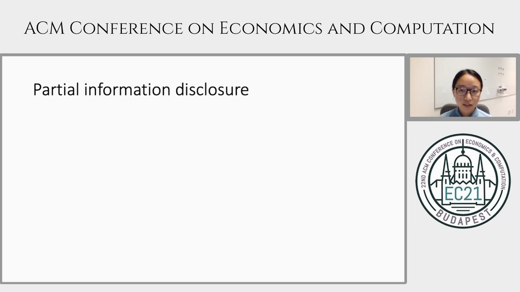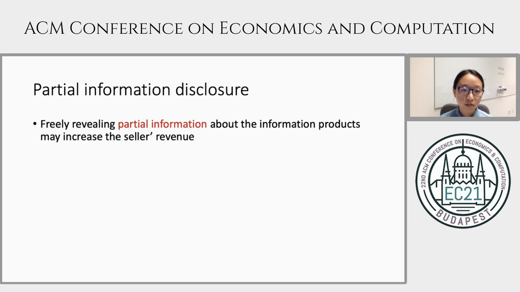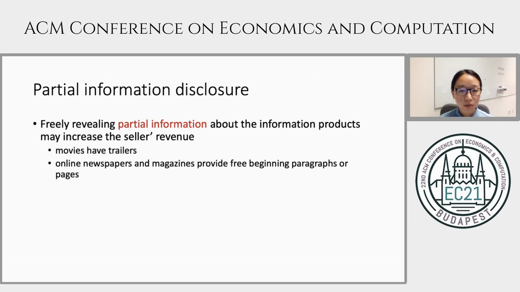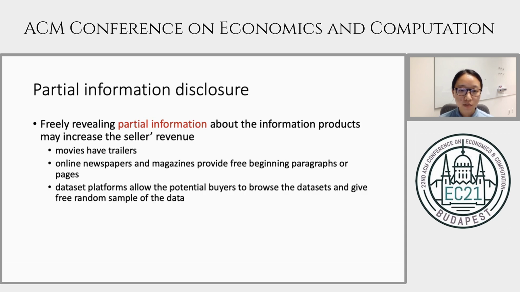So for this type of information product, it has been long observed that freely revealing some partial information may increase the seller's revenue. For example, movies have trailers, and online newspapers usually provide free beginning paragraphs or pages. And dataset platforms allow the buyers to browse the dataset or even give a free random sample of the data.